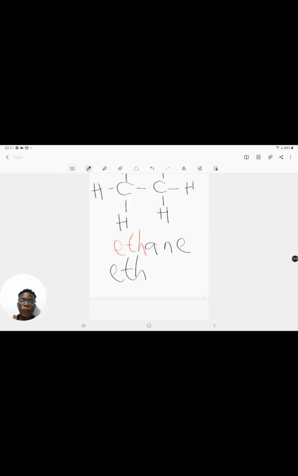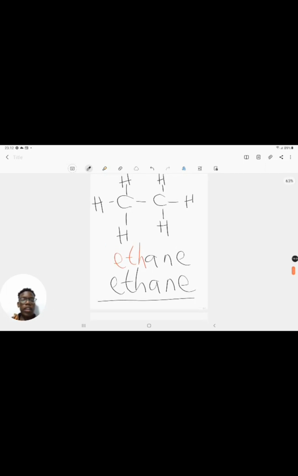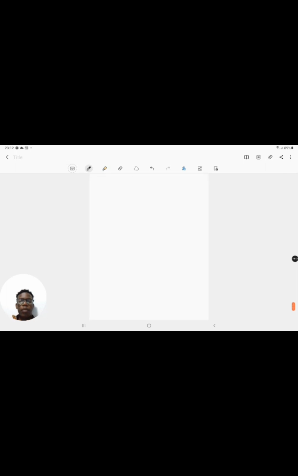You can see it here. The full name is ethane. Done. Problem solved. This is the name of this compound that you're looking at. It is ethane. Let's do another example. Let's try to come up with another compound.